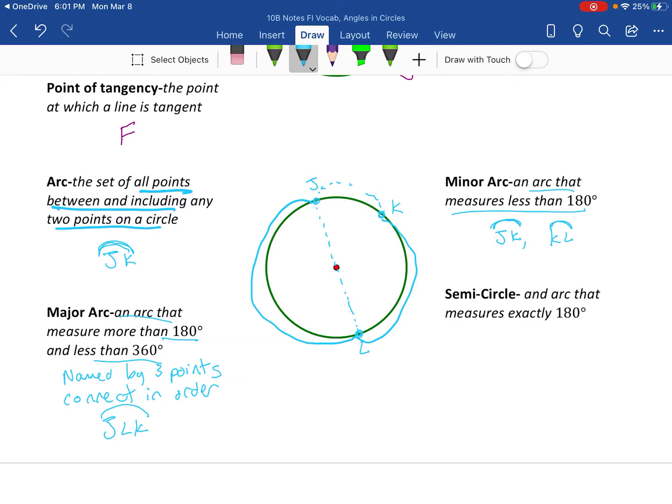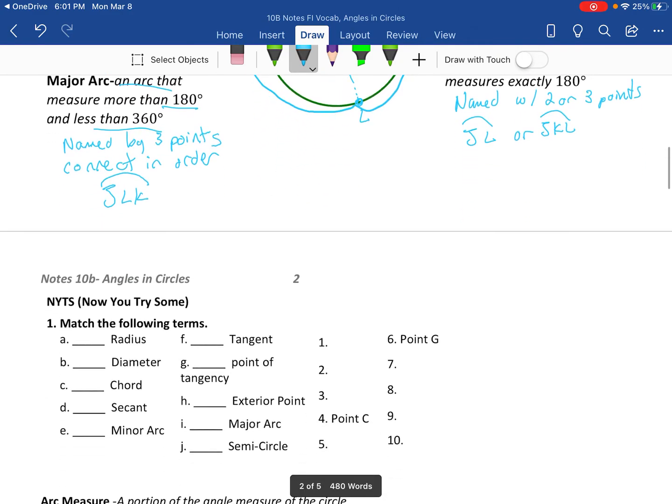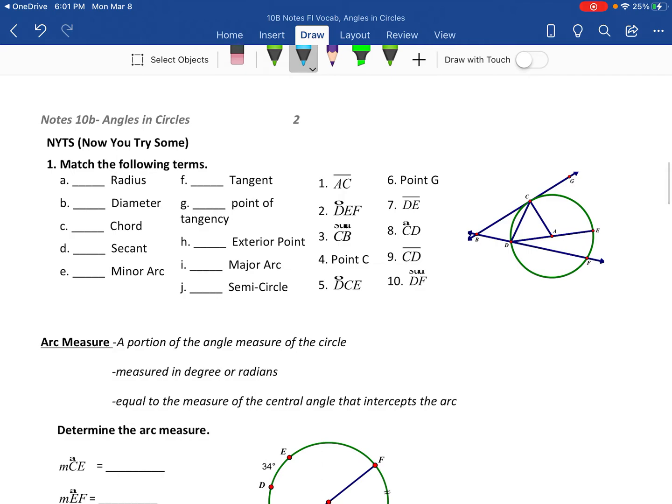Last thing is a semicircle. A semicircle can be named with 2 or 3 points. The first and last points are the endpoints of a diameter. So we could call this JL, or we could call this JKL. So those are my arcs.